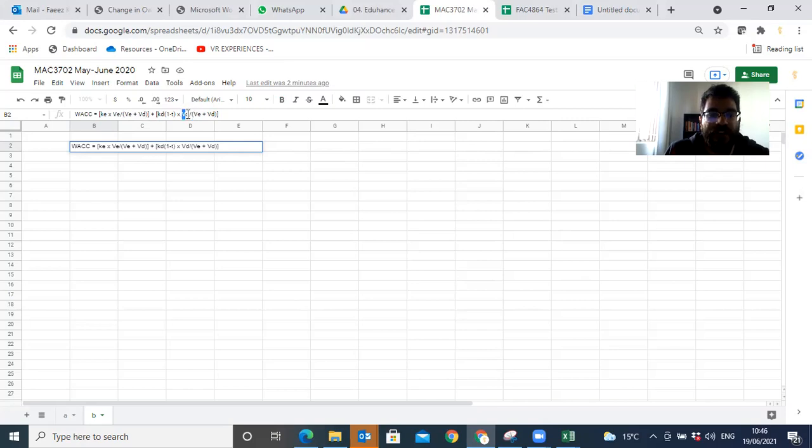So by saying value of debt divided by total source of total capital structure, we are saying what percentage of our capital structure, what percentage of our long-term finance is funded through debt. So that is dealing with the weighting.